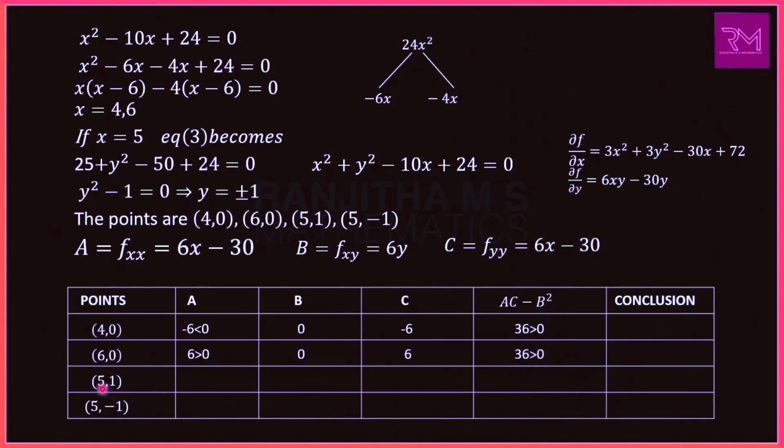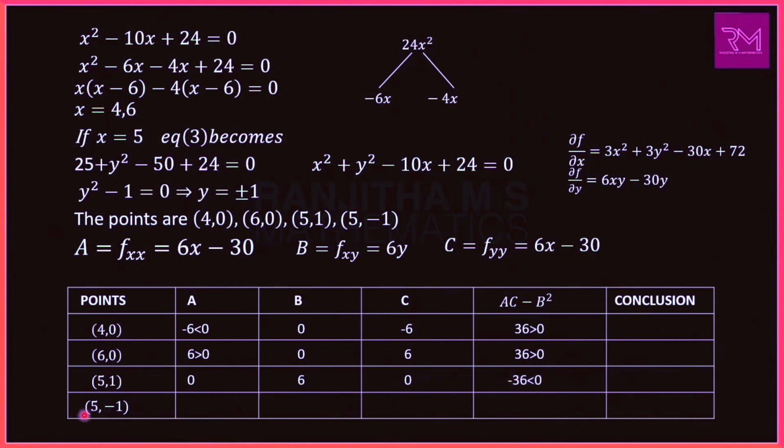In a similar way, substitute x value as 5 and y value as 1. We get 6 into 5 is 30, 30 minus 30 is 0. Similarly, B is 6y. Hence 6 into 1 is 6. Similarly, C is 6 into x value 5, 30 minus 30 is 0. Hence we get AC minus B square value as 0 into 0 is 0 minus B square, which is 36. Hence we get minus 36, that is less than 0.